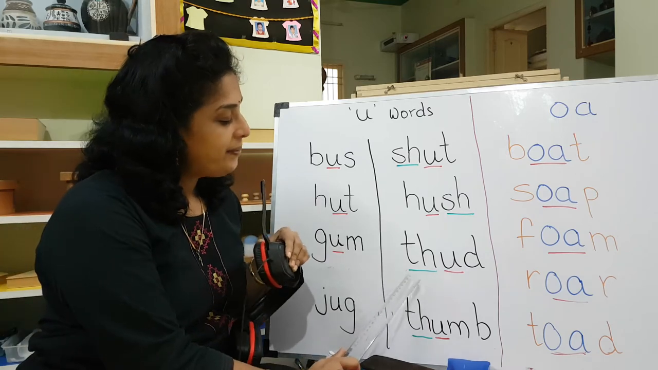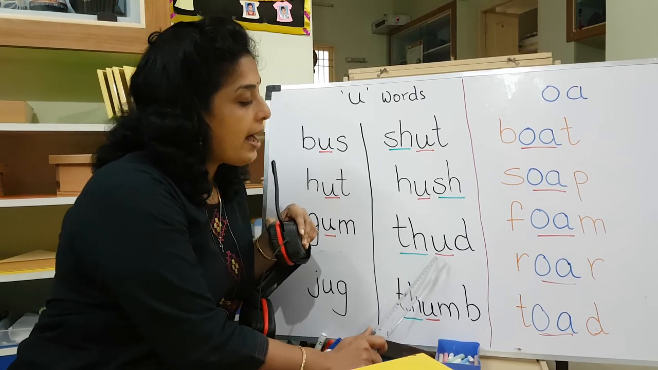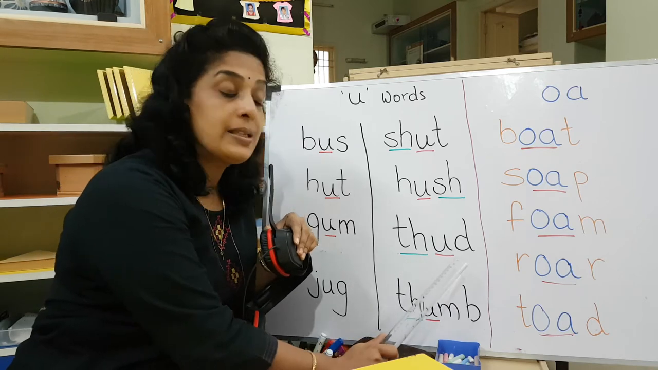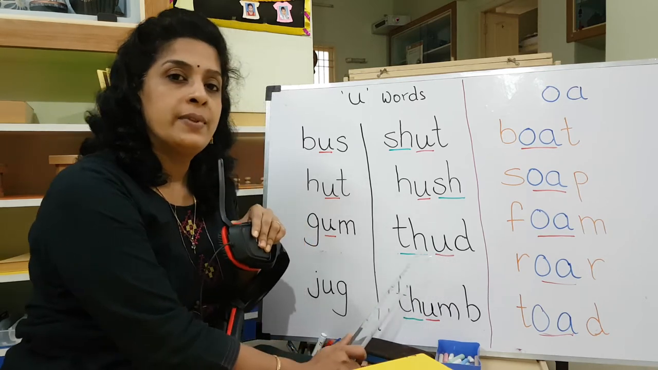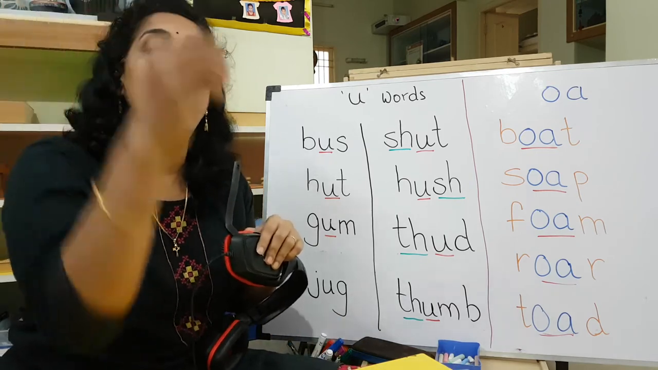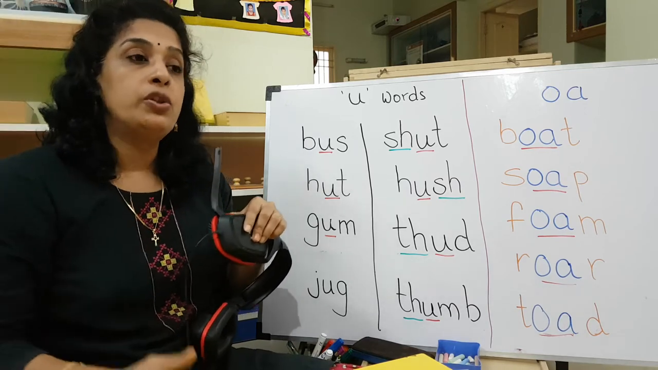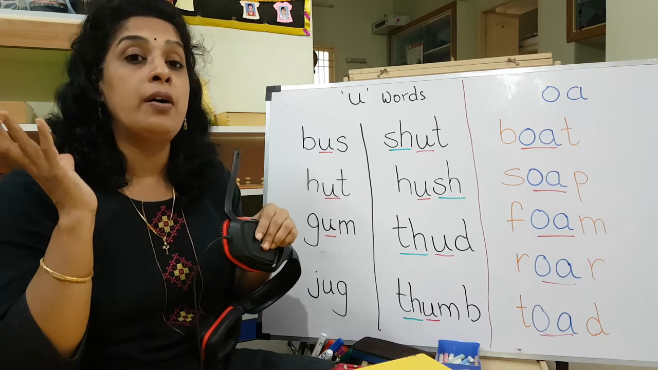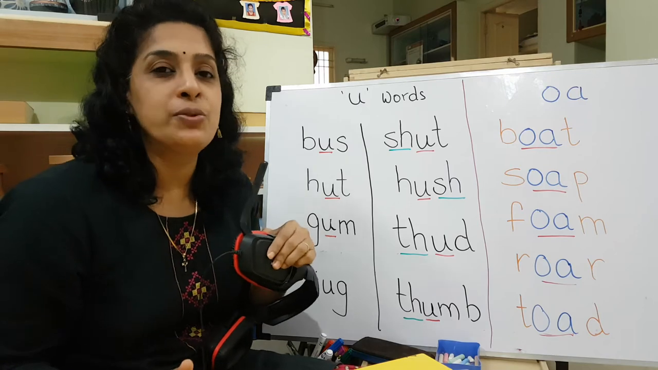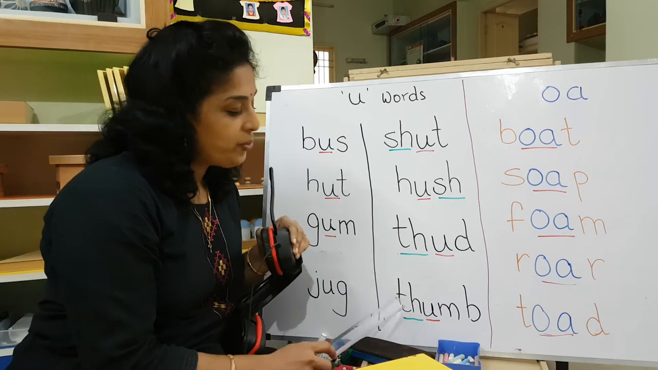Okay, next one. Th, read it together. Th, u, d. Thud. Th, u, d. Thud. Thud is the sound with which something falls. Okay? It falls with a thud. That big bag of Varun's, it fell with a thud. Okay? We say it like that only. Thud, it fell. Thud. Next one.